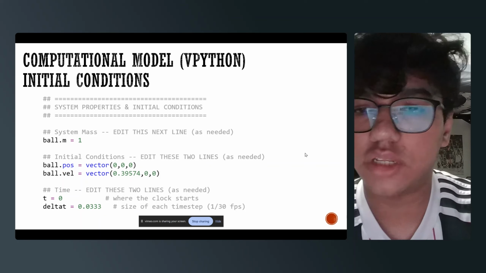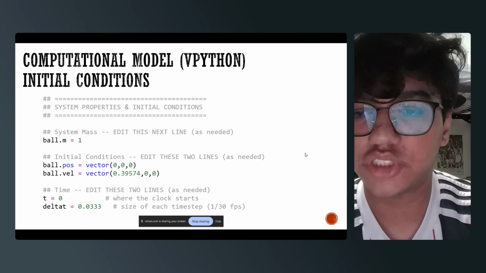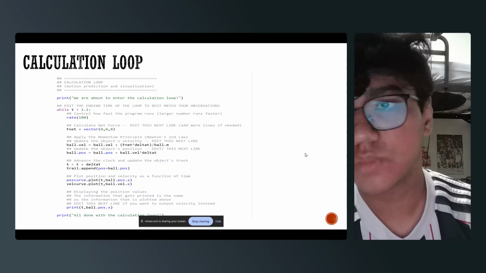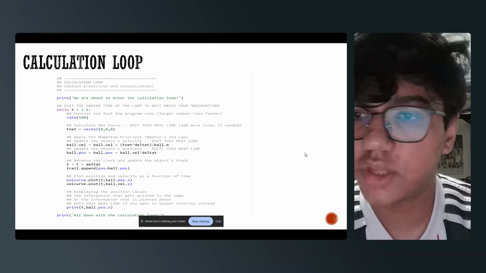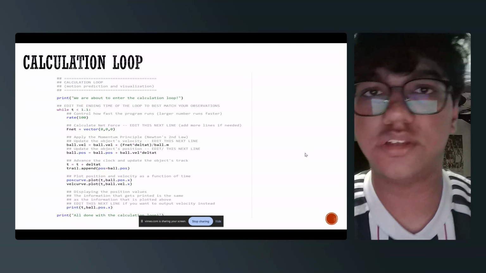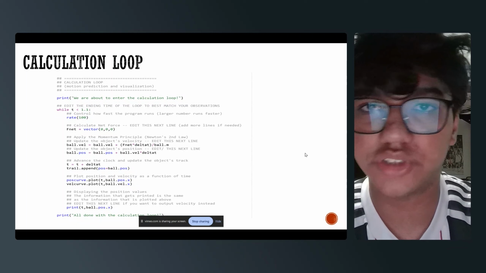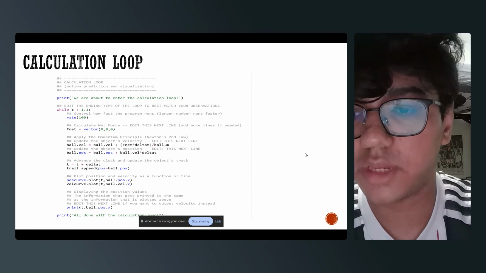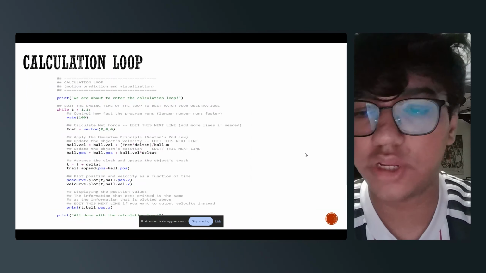So the computational model in VPython: the ball's position, ball's velocity, t, delta t, and the calculation loop. So this is the while loop that iterates the position of the object, and you can see that the velocity is updated based on the velocity update formula, the position is updated based on the position update formula, and the position and velocity are updated and printed.